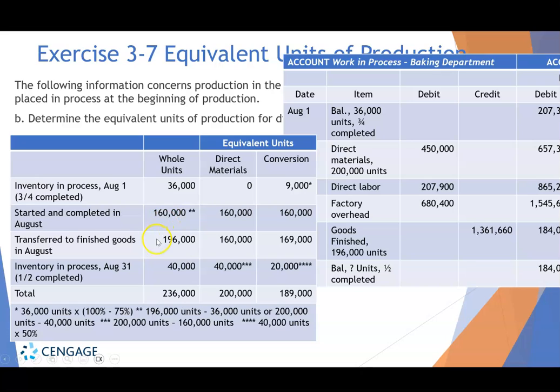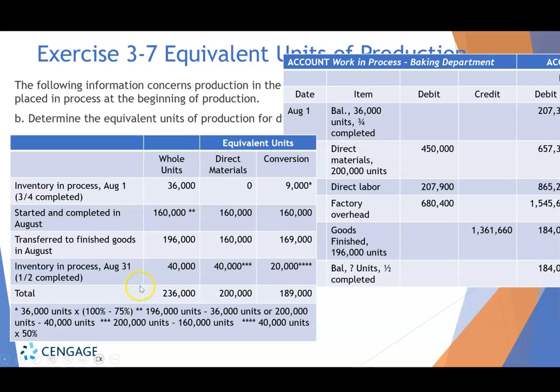We know we transferred out 196. In terms of direct materials, we have 160,000. In terms of conversion, it would be the 9,000 and the 160. If our inventory at the end is 50% completed in terms of conversion, then equivalent units would be 20,000 units. And of course, we know that the direct materials would be put in right away.